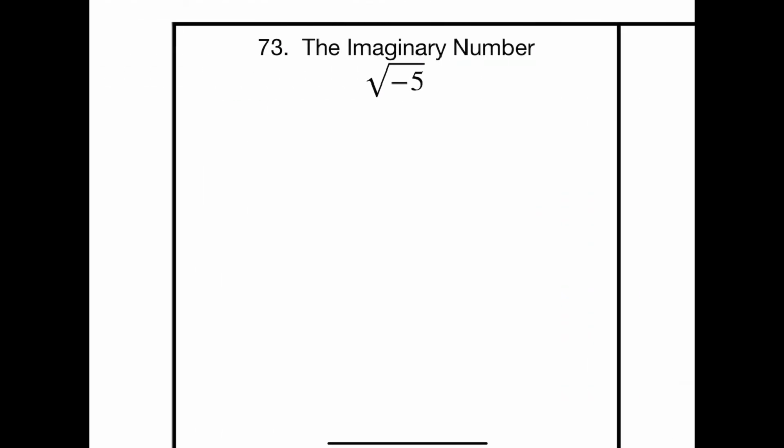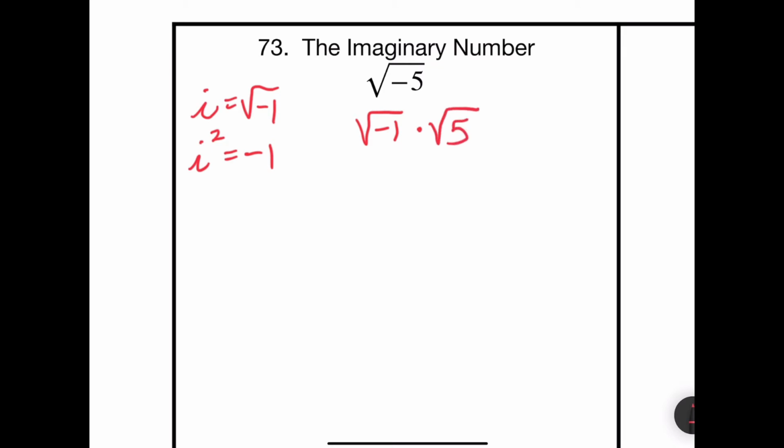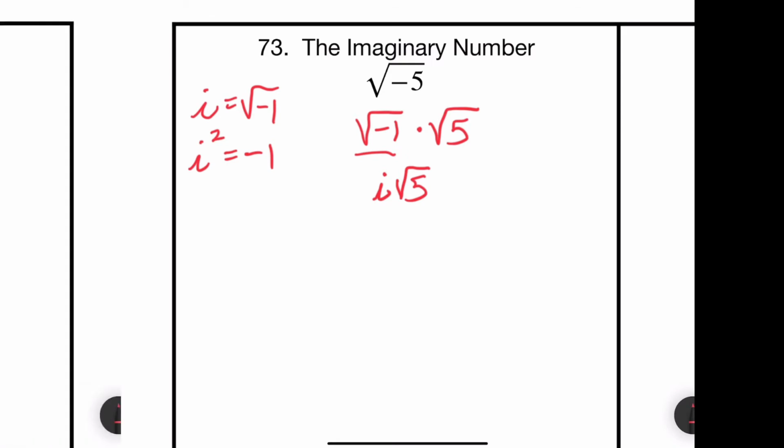Problem number 73 is the imaginary number. It says the square root of negative 5. So first let's define the imaginary number. The imaginary number i is defined as the square root of negative 1, and therefore the other definition, i squared equals negative 1. So we're going to use the product property and break this into the square root of negative 1 times the square root of 5. The square root of negative 1 is the imaginary number i, and all I can do is express the square root of 5. So I would get i times the square root of 5.